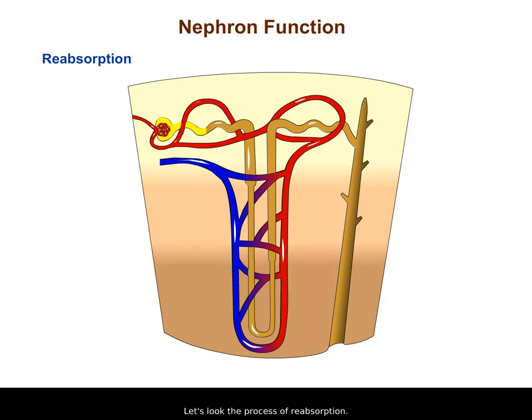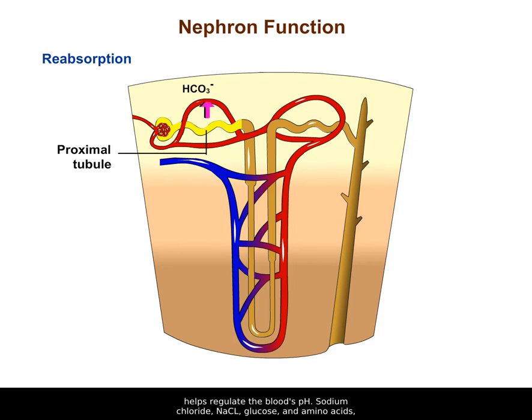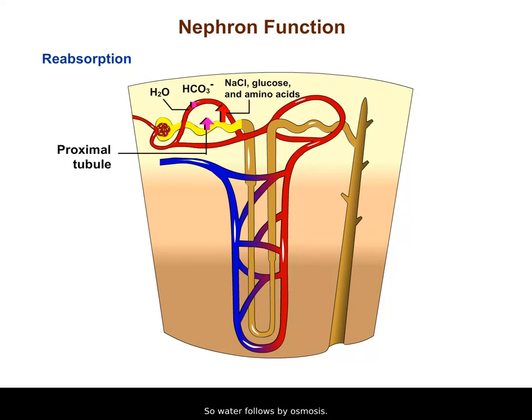Let's look at the process of reabsorption. In the proximal tubule, reabsorption of bicarbonate ions, HCO3, helps regulate the blood's pH. Sodium chloride, NaCl, glucose, and amino acids are actively transported out of the filtrate. This leaves the filtrate more dilute than the surrounding interstitial fluid, so water follows by osmosis. These solutes and water re-enter the blood.